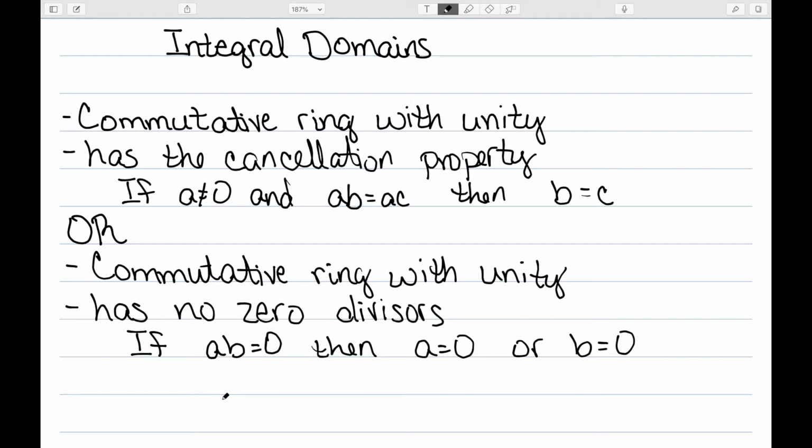Equivalently, we could define it as a commutative ring with unity that has no zero divisors. In other words, if ab is equal to 0, then either a is equal to 0 or b is equal to 0.